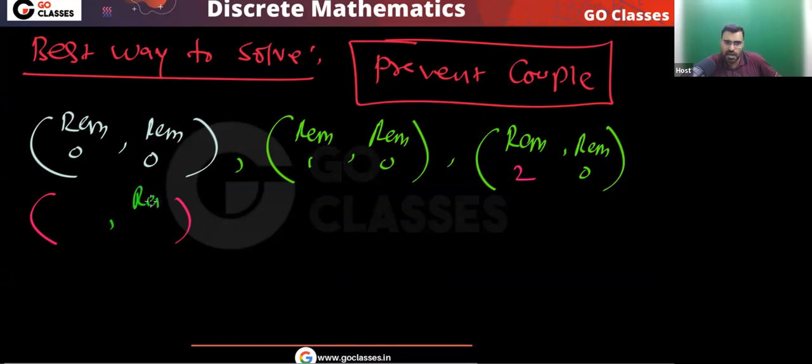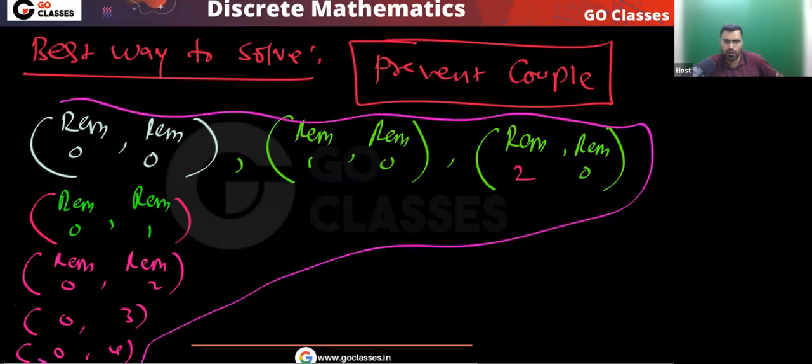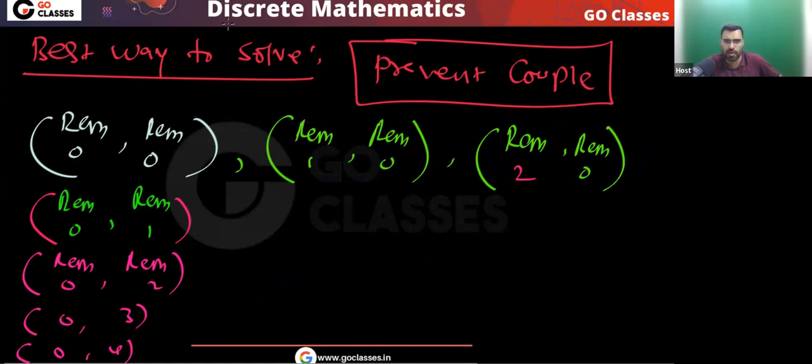What I can do, I can make this remainder 1 and I can keep this remainder 0. Like this. In the next, I can keep this remainder 0 and here I can make remainder 2. Then in the next, I can take 0, 3. In the next, I can make 0, 4. So far, did we get a couple? Please tell me. So far, there is no couple.